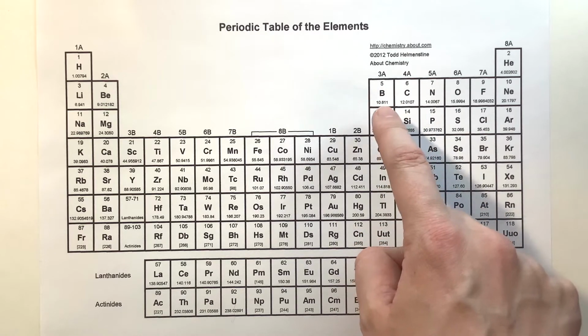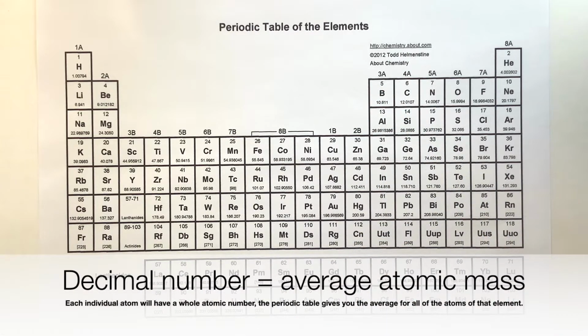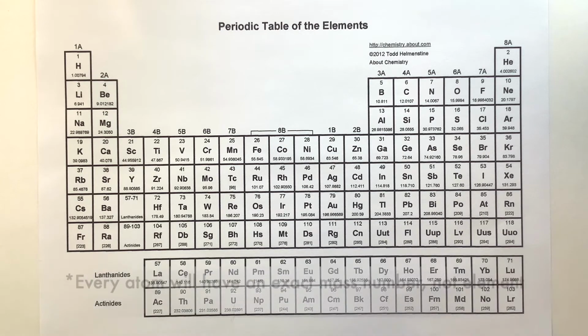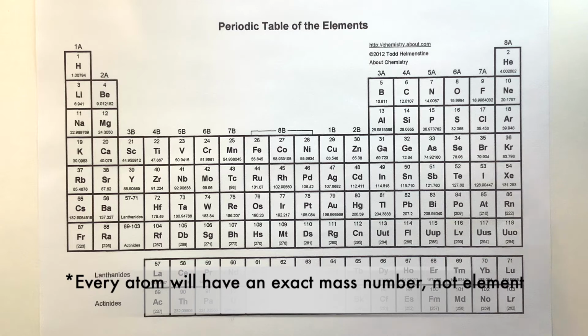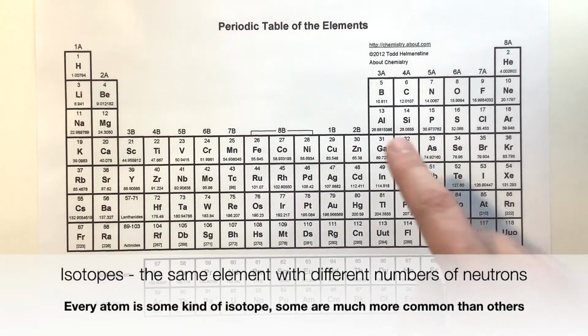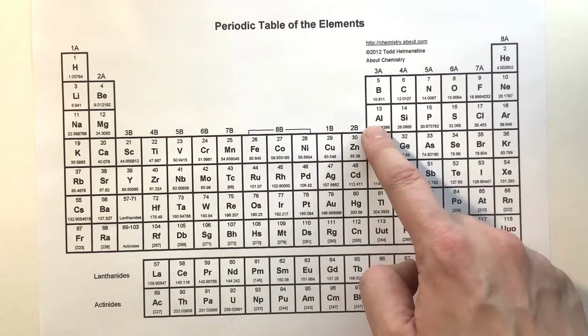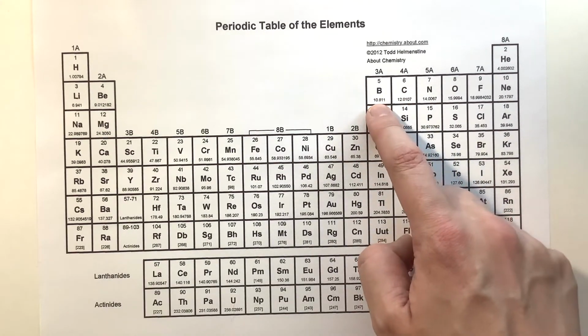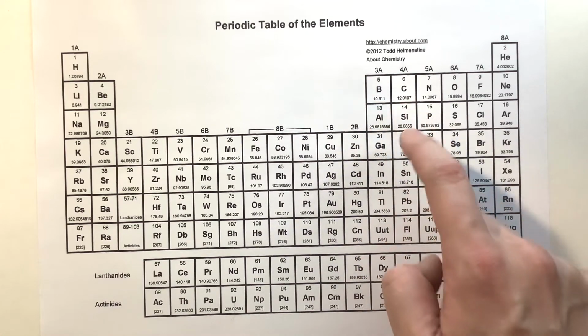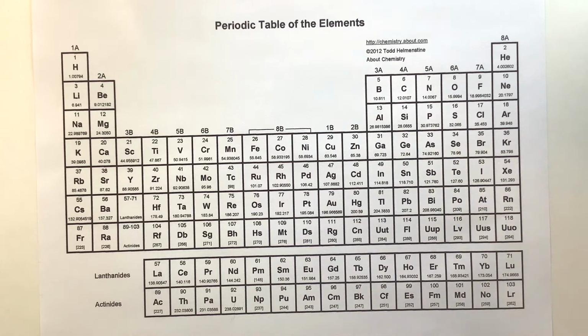The decimal point number on the bottom is called the atomic mass. It's the average for that element. Every element will have an exact mass number, but sometimes the amount of neutrons can be more or less. Those are called isotopes. So if we average them all together, we get this decimal point number here. 10.811 for boron, 12.0107 for carbon, so on and so forth. So that's just an average. But no one element is going to have that exact mass.